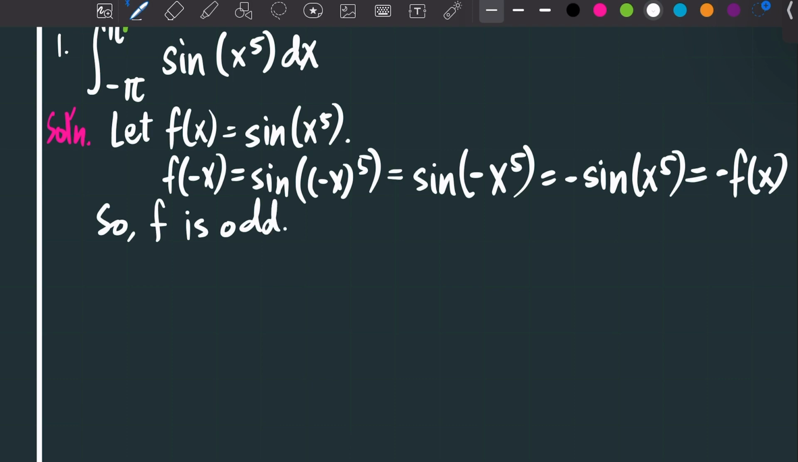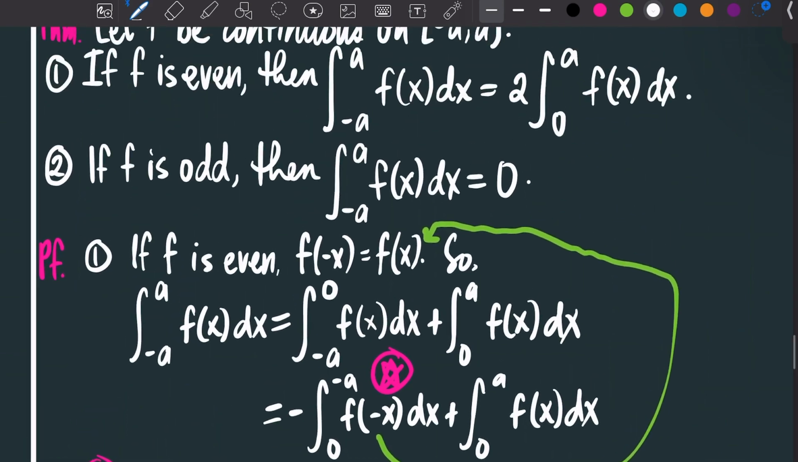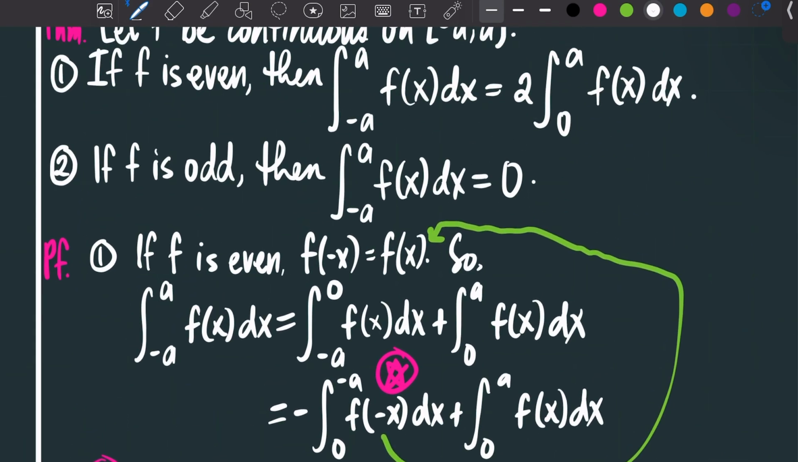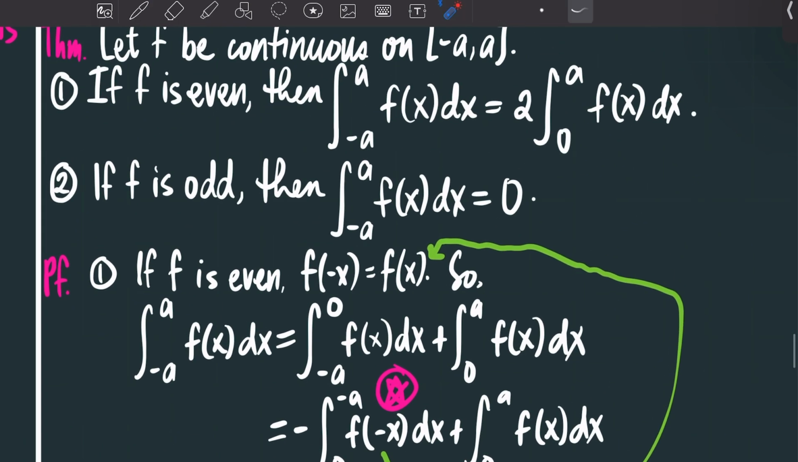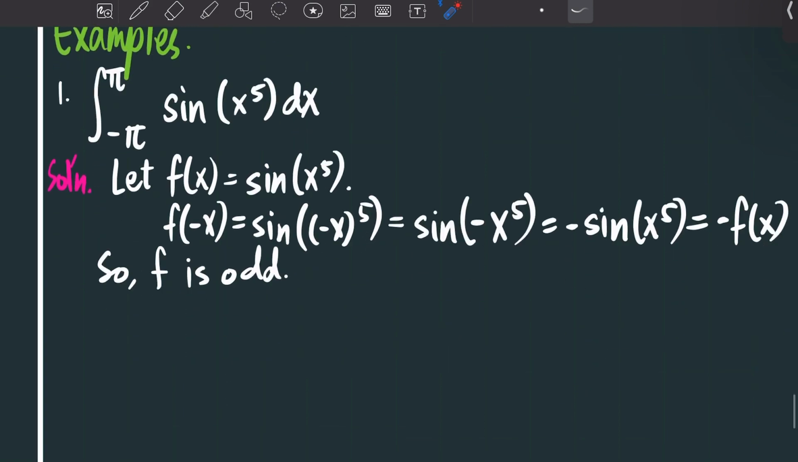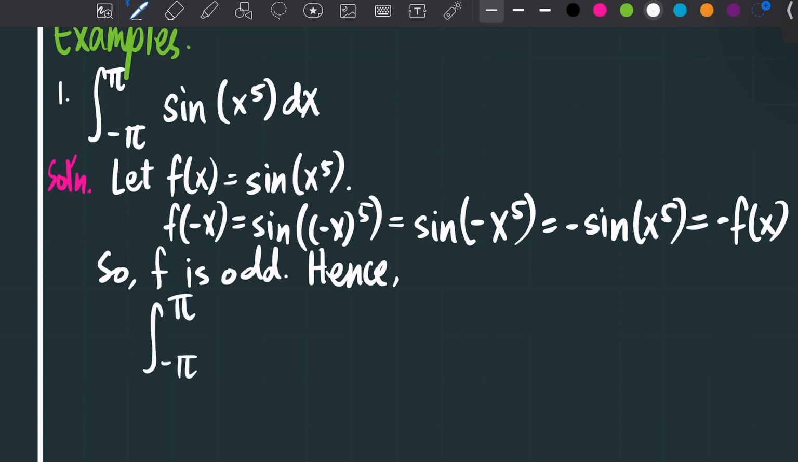And kapag odd yung function, ano yung pwede nating gawin? If the function is odd, yung integral from negative a to a would just be 0. So, this one, integral from negative pi to pi of sine of x raised to 5 dx is just 0 since f is odd.